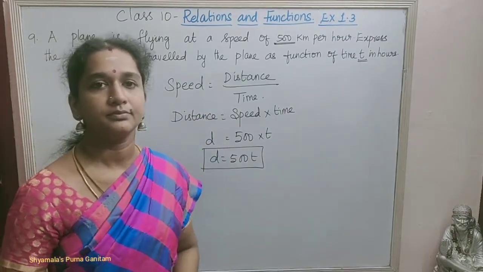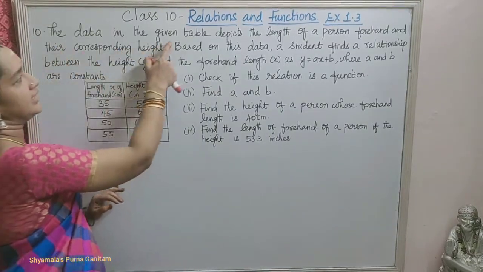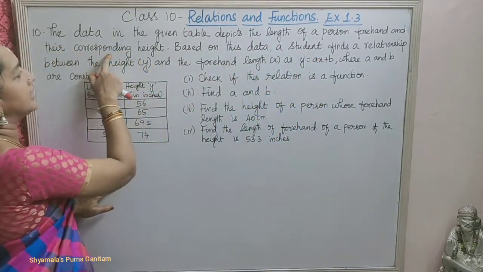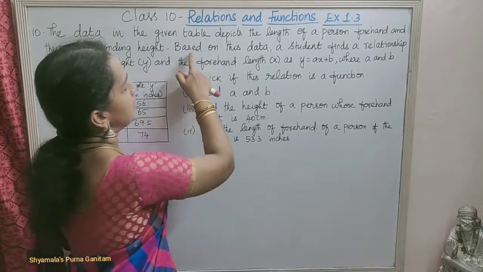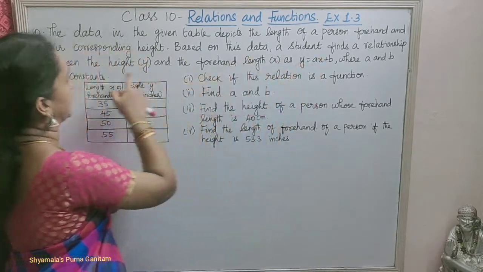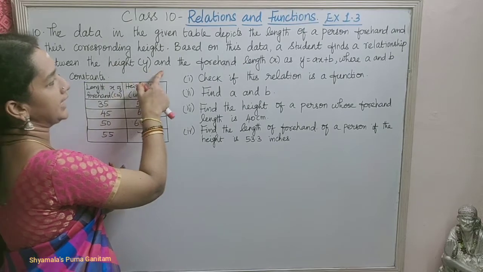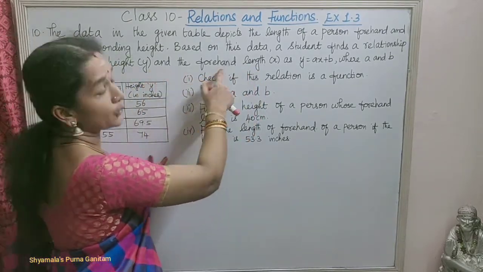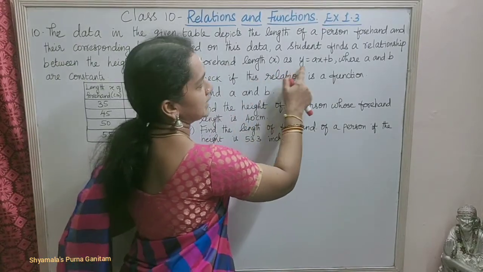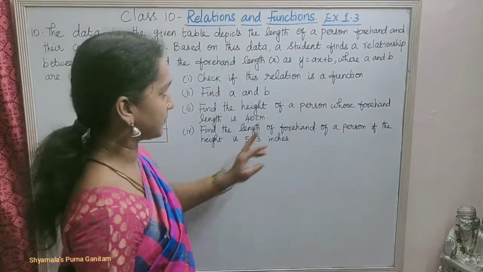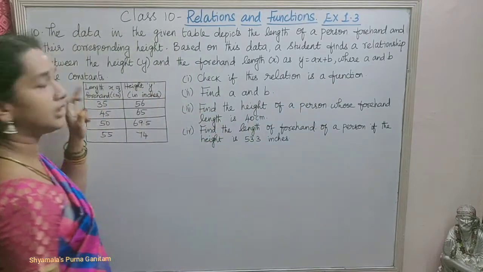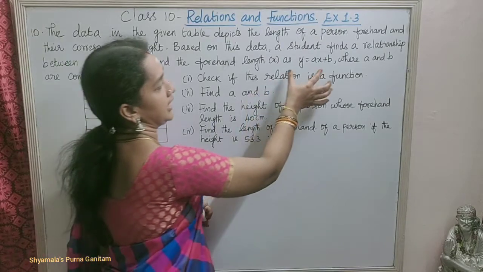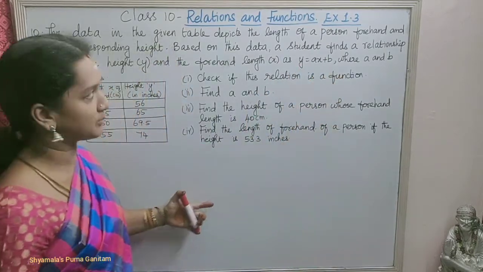That's all. The next sum is, the data in the given table depicts the length of a person's forehand and their corresponding height. Based on this data, a student finds a relation between the height and the forehand length as y is equal to ax plus b, where a and b are constants. Okay, so this is the data. The relation is given as y is equal to ax plus b.